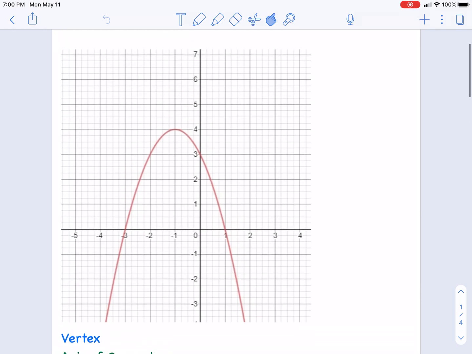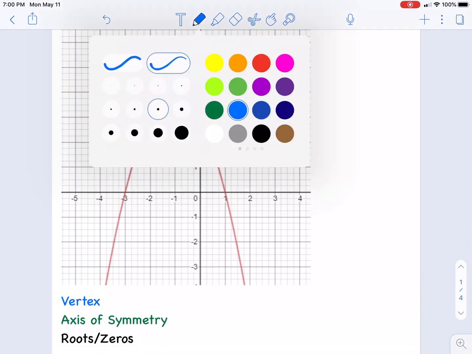So this parabola, it's pretty easy to see where the vertex is. It's just going to be either the minimum or the maximum point on this parabola, where the slope is going to be 0. So that right there is going to be our vertex for this figure. Now, we've got our next one, the axis of symmetry.